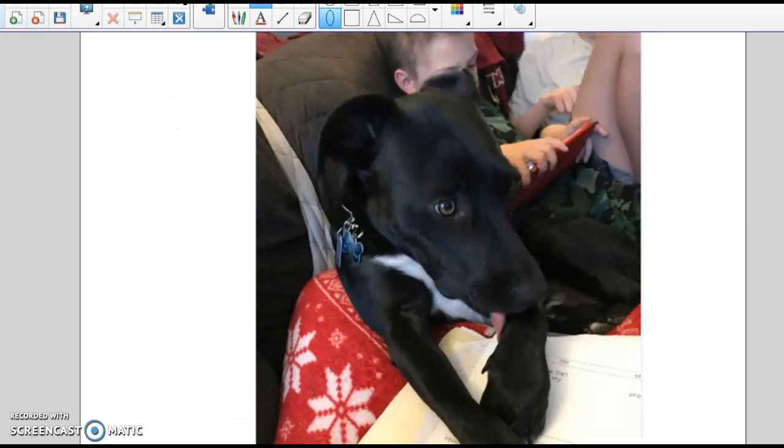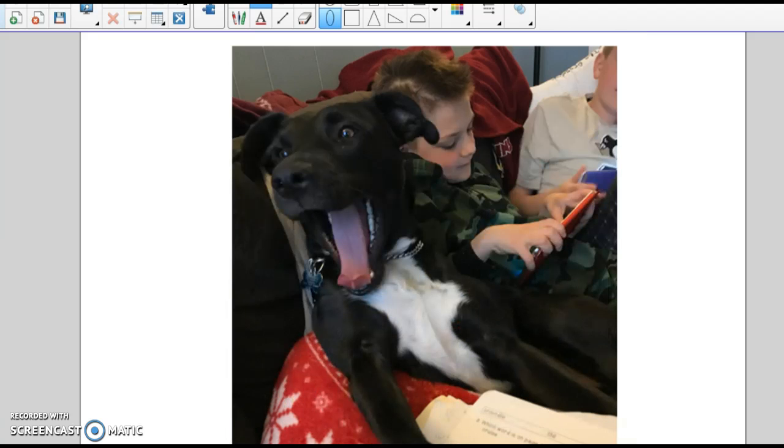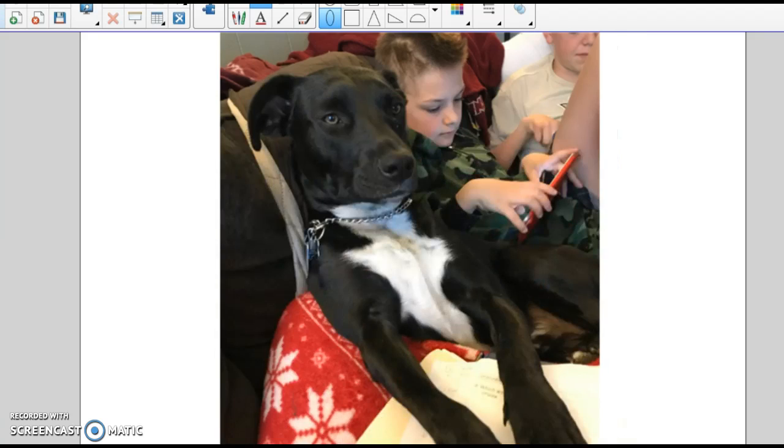Oh, here's Sam licking his paw. Yeah, he's really helping. What, Mama? Well, I'm not doing anything wrong.